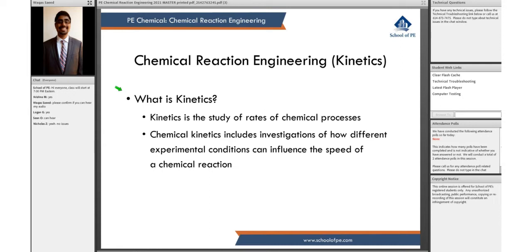And another important concept we're going to go through is how a catalyst can speed up a reaction.